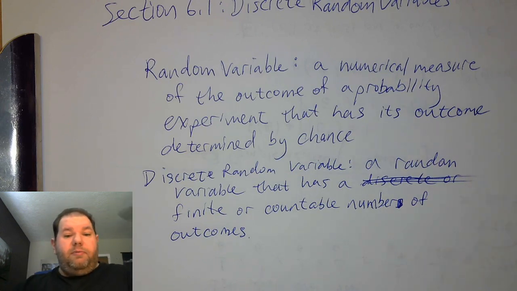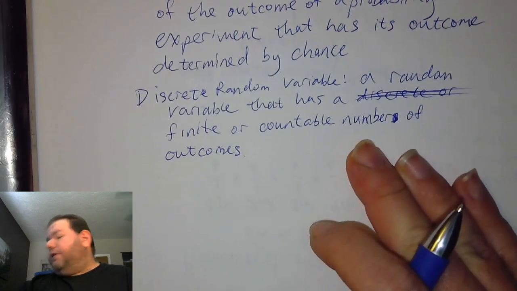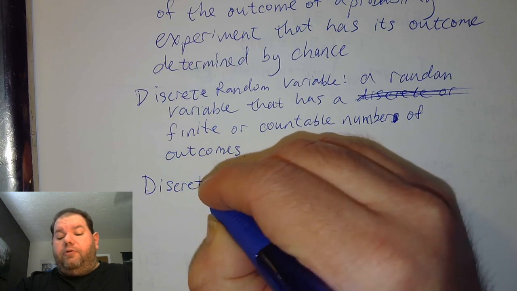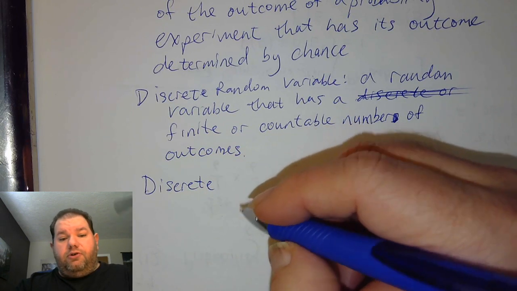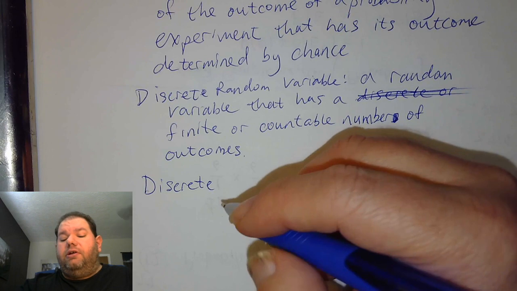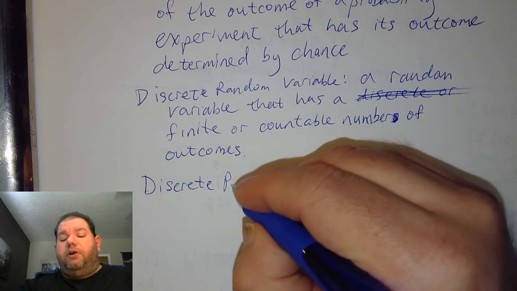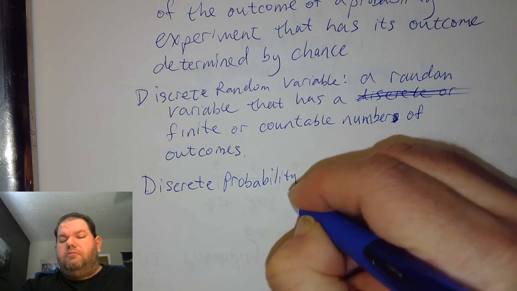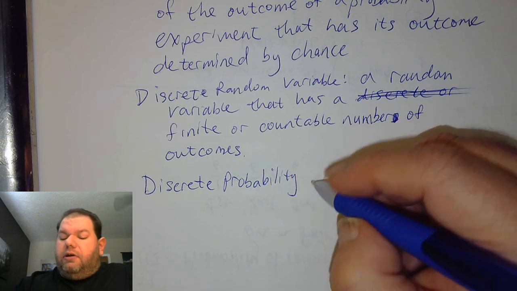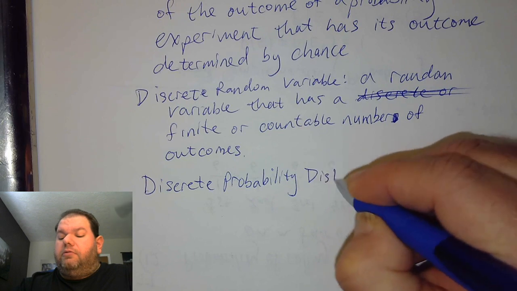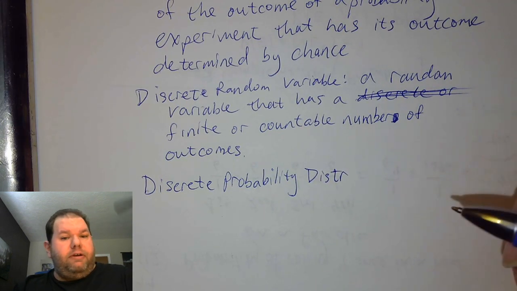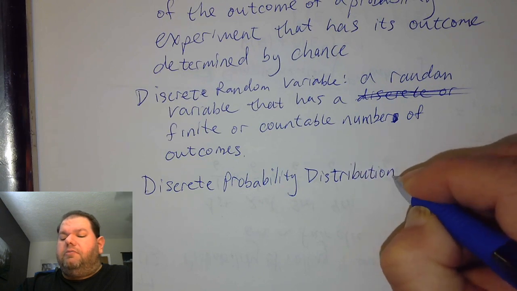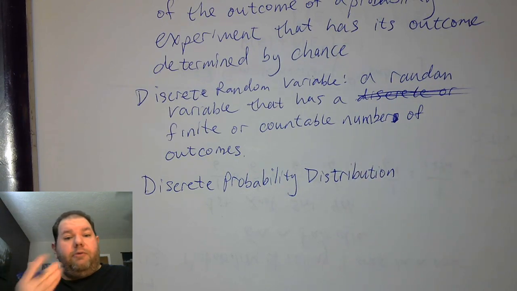So a discrete probability distribution, that's the next thing to look at. It really follows the same rule as any other probability distribution or frequency distribution. Because we are talking about probability, though, well, no, it's still the same rules. It's much like a relative frequency. So similar to how we covered those before.